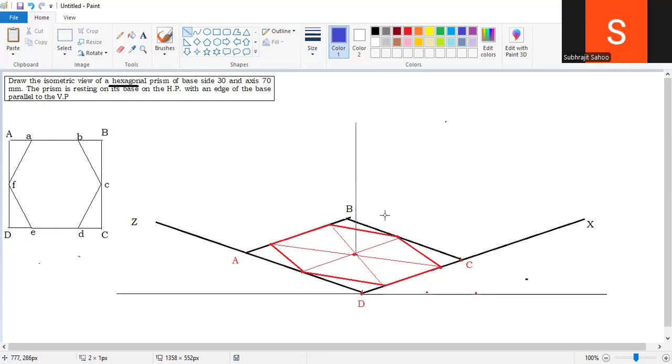Okay, sir, prism. So from every point, this point, this point, this point, this point, this point, this point, draw a line, height is 70. From every point of this hexagon, you draw the height. Height is how much? 70 mm. Observe, sir, how I am drawing this one. Sir, this is one line.